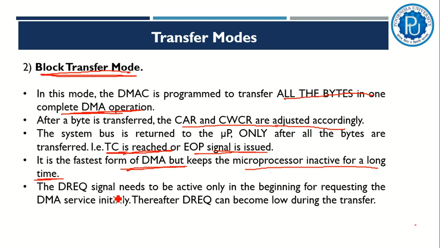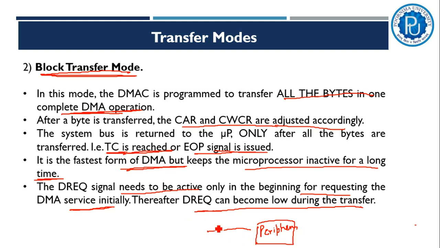Now, the DREQ signal needs to be active only in the beginning for requesting the DMA service initially. Therefore DREQ, that is data request, can become low during the transfer. So what was there from the peripheral? From the peripheral, there is a request which is called DREQ, which is given to the DMAC controller.